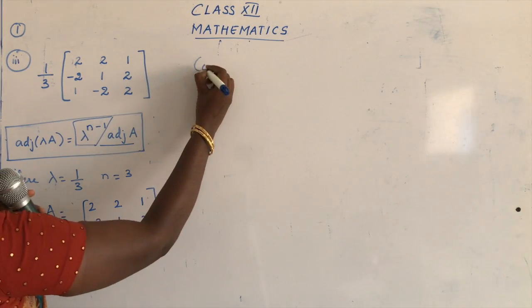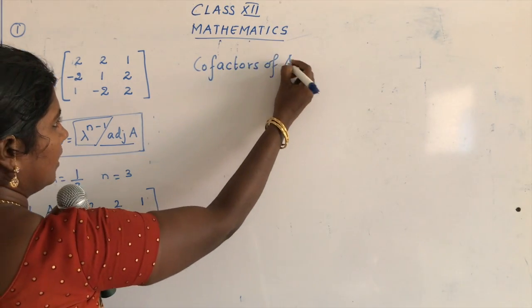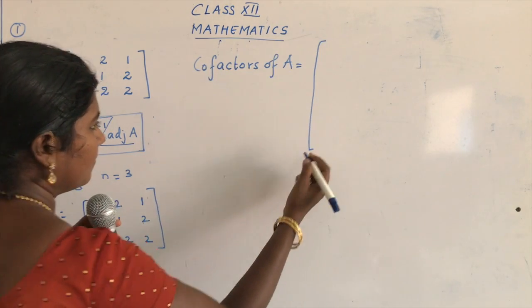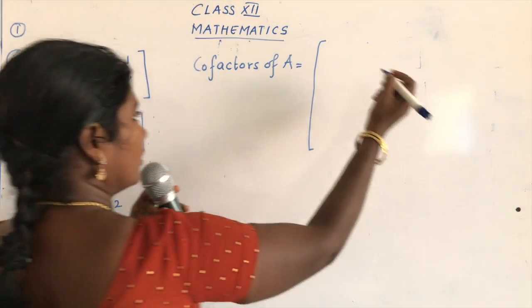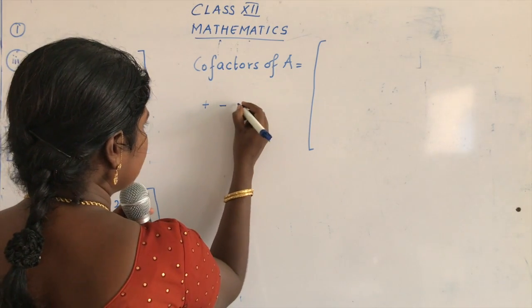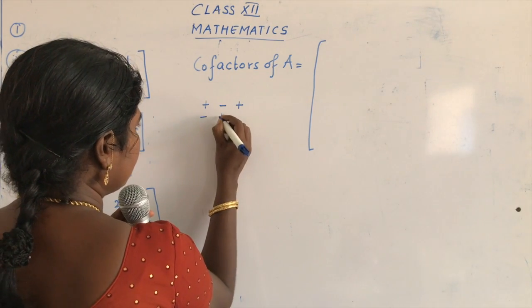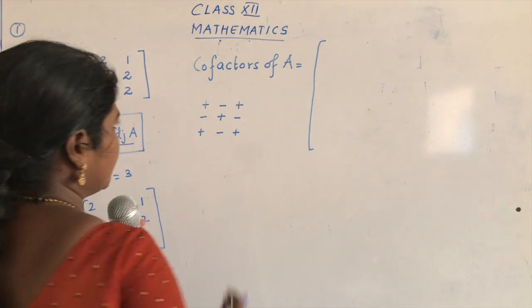So we have the next step. It's cofactors of A. Just have a big bracket. You know what the signs to be followed are. For a 3 by 3 matrix, the sign pattern, I will write over here, is plus, minus, plus, minus, plus, minus, plus, minus, plus.